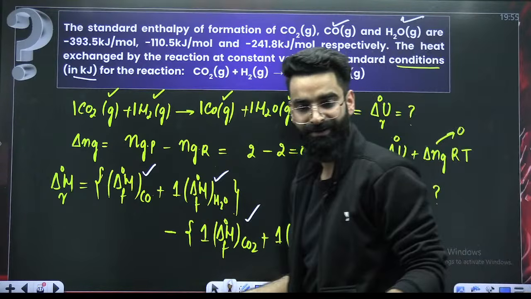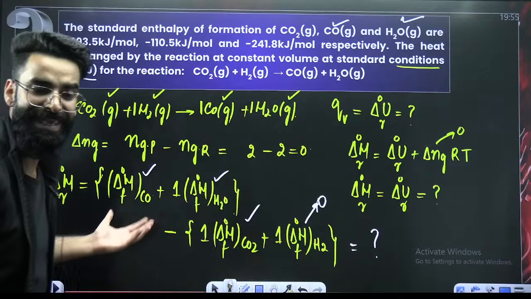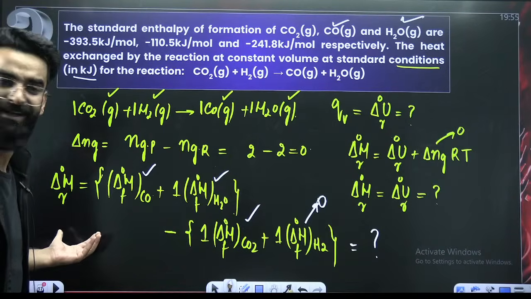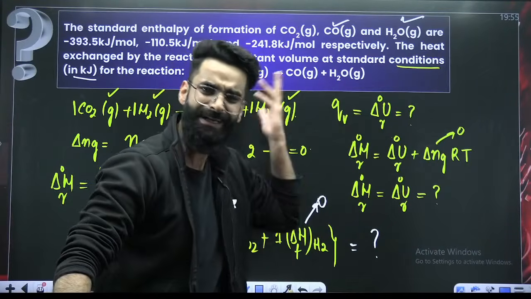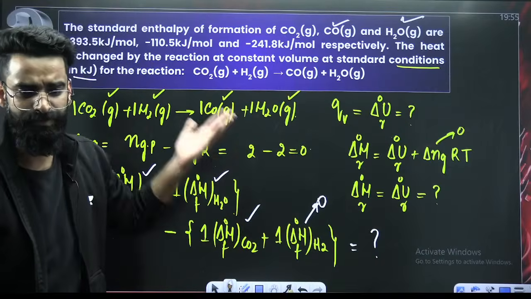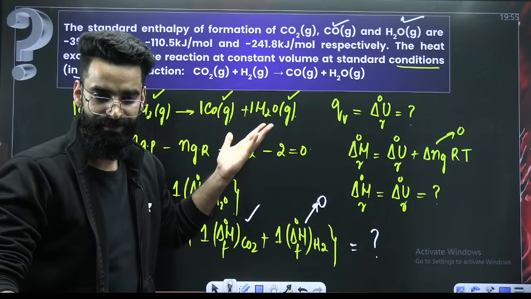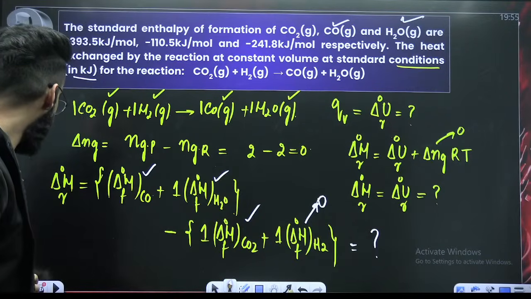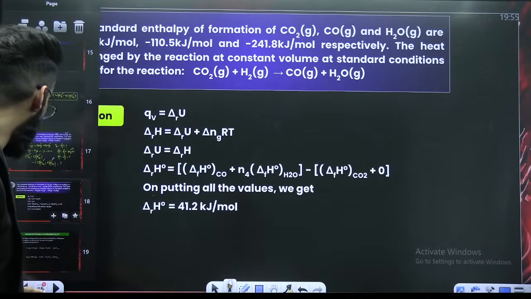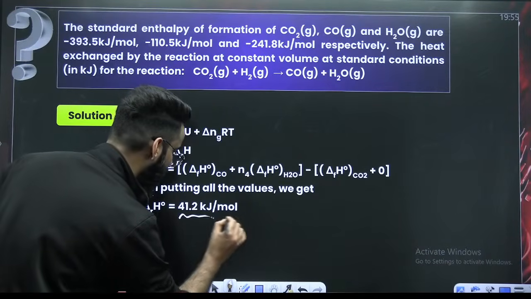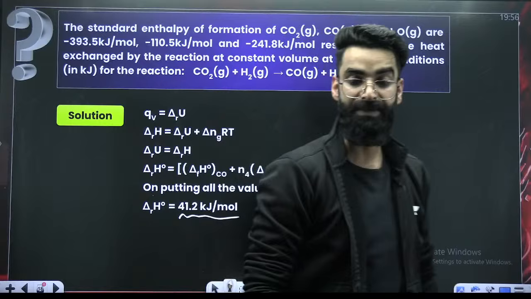That's all. You will be getting the delta H of the reaction, and delta H of the reaction is nothing but delta U for the reaction. As simple as that. And the final answer of the question after solving this will come out to be 41.2 kilojoules per mole. I believe this is clear.